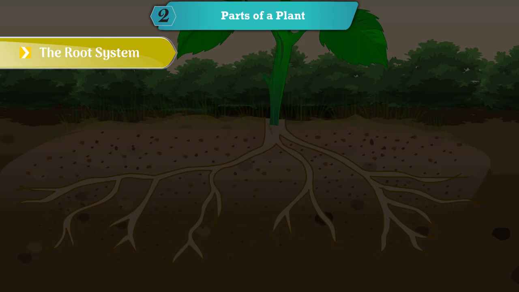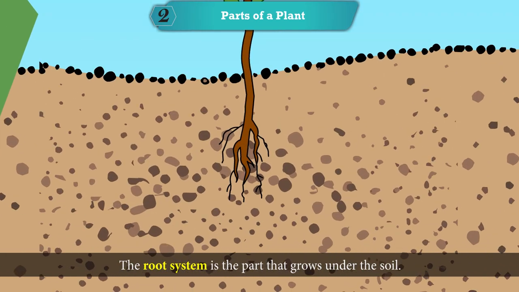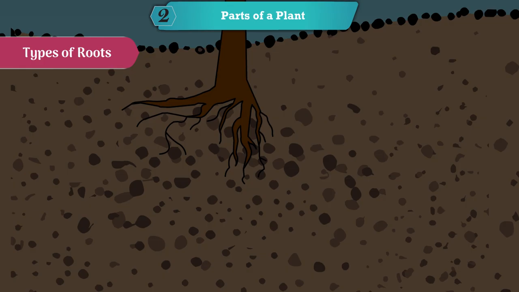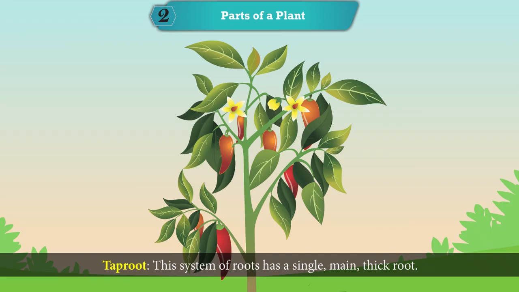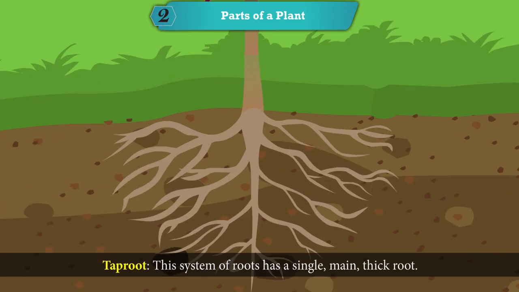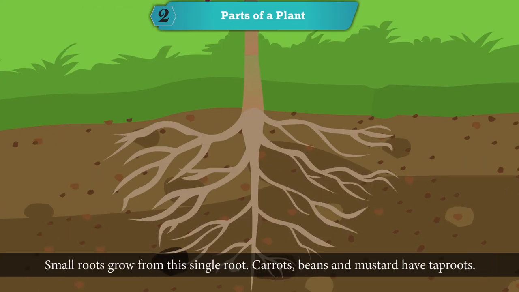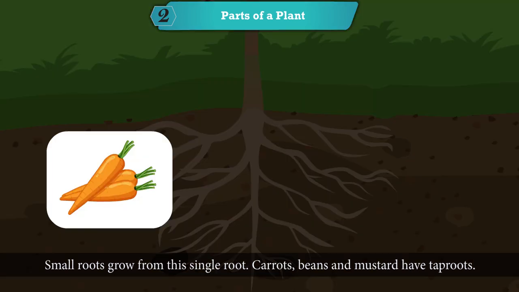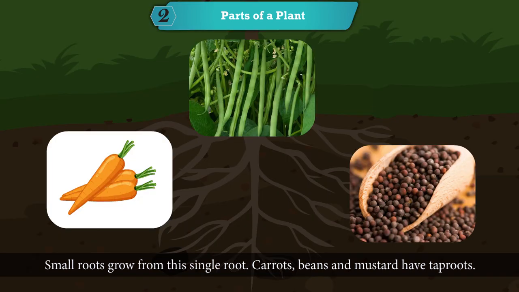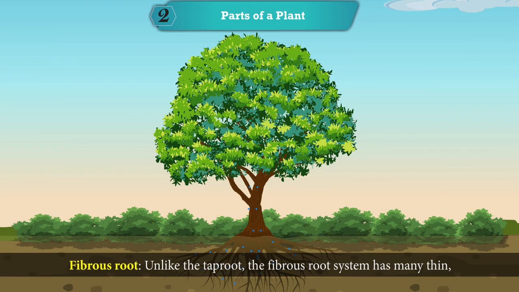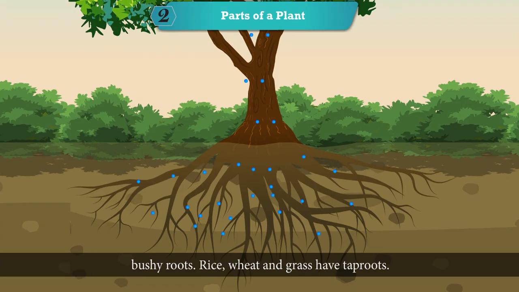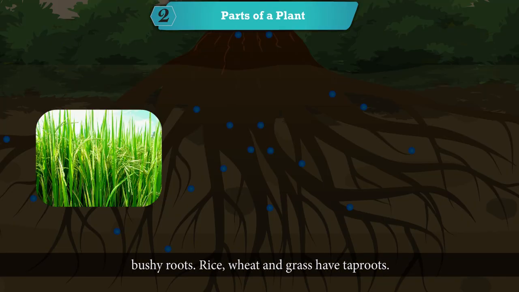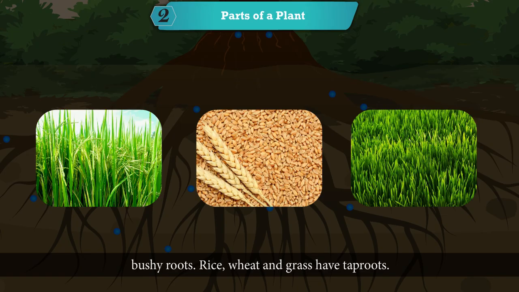The root system. The root system is the part that grows under the soil. Types of roots. There are two main types of roots, taproot and fibrous root. Taproot. This system of roots has a single, main, thick root. Small roots grow from this single root. Carrots, beans, and mustard have taproots. Fibrous root. Unlike the taproot, the fibrous root system has many thin, bushy roots. Rice, wheat and grass have fibrous roots.